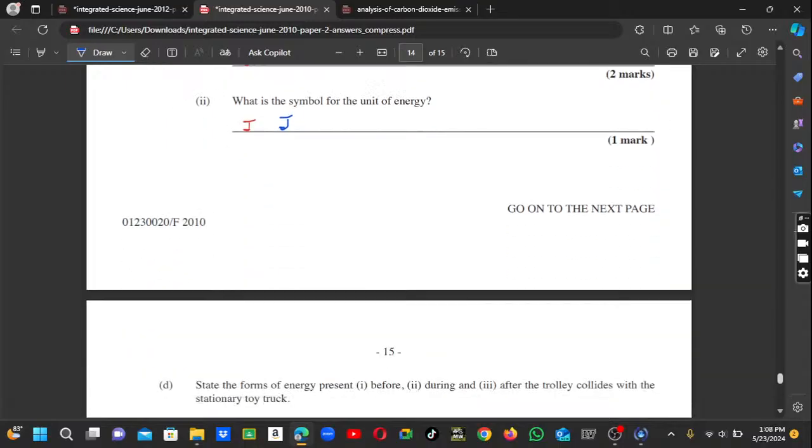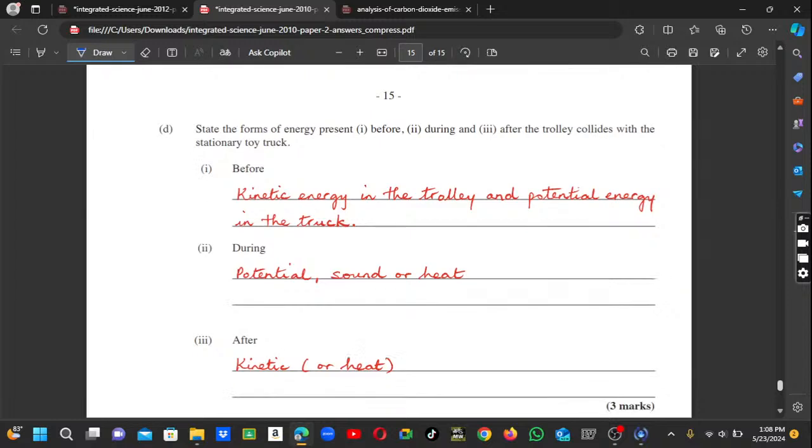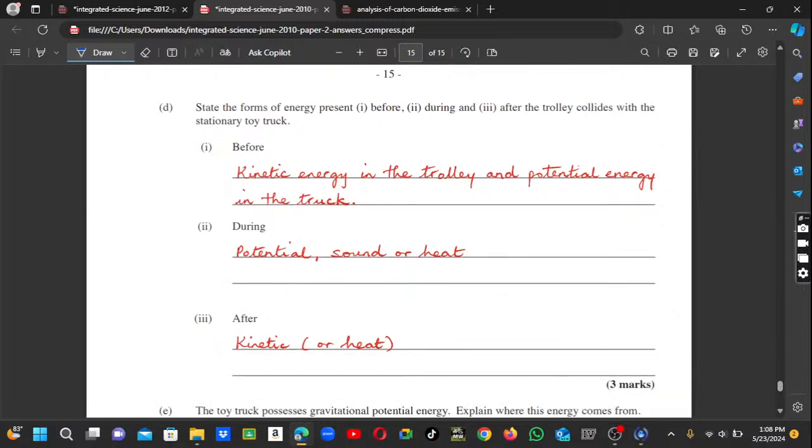I hope everyone is paying attention. Now we need to state the form of energy present in stages 1, 2, and 3, when the trolley collides with the stationary truck. Before, we would have seen kinetic energy. We are still talking about the trolley and the potential energy in the truck. Now we are talking about before, during, and then after.